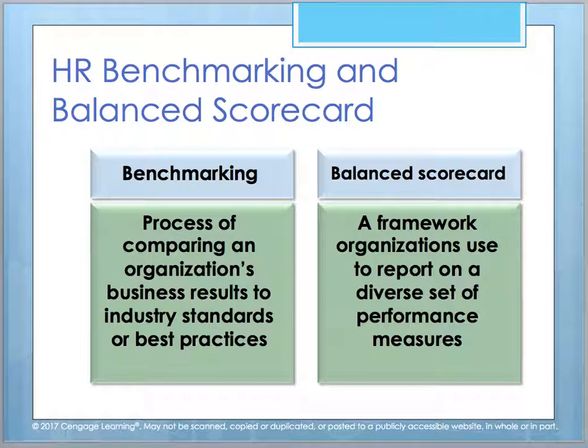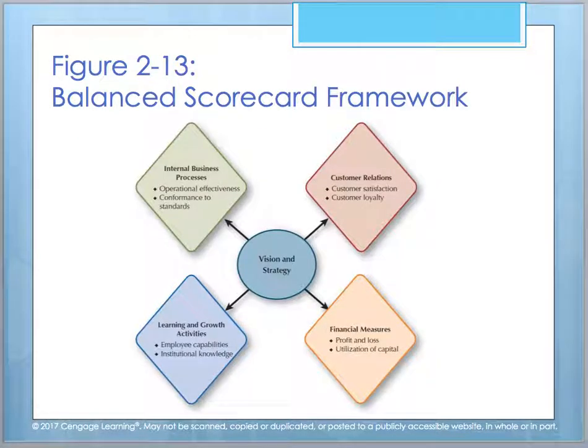So when we look at benchmarking and a balanced scorecard, benchmarking is the process of comparing your results as an organization to where the rest of the industry stands, both in standards and in their practices. And then your scorecard is a report that's going to look at a set of performance measures. And then from there, you'll see where you stand within those performance measures. So Figure 2-13 is showing you the vision and strategy. So remember, your vision is where you want to be, and the strategy is how you're going to get there.